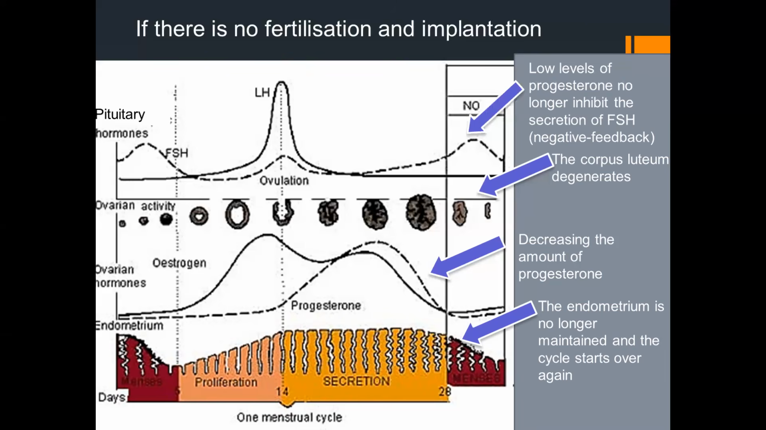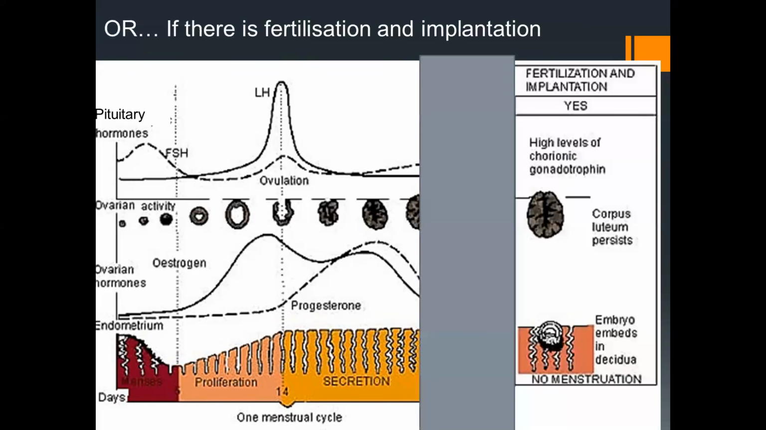And we find that the FSH would increase again because there's a negative feedback mechanism between progesterone and FSH. Progesterone will inhibit, stop, and slow down the secretion of FSH. But if progesterone goes down, this allows FSH to increase again, and the entire cycle would repeat itself.